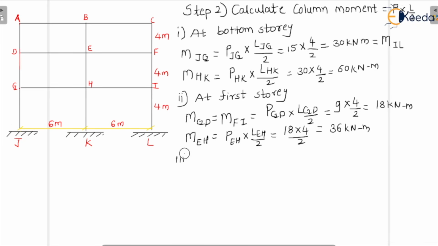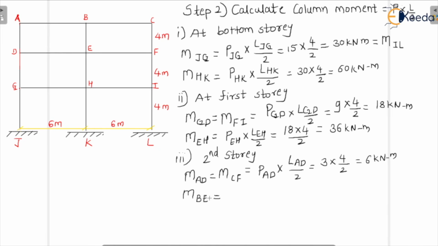Okay, now let's go to the second story. So for second story, now what are the members? AD and CF is there, so same answer, and B will have the other answer. So M of AD is equal to M of CF is equal to P of AD, or I can write P of CF into L of AD by 2. So P of AD is 3, height of column is 4. So M of BE is equal to P of BE into L of BE by 2. So P of BE is 6, again 4 by 2. So here 12 kilonewton meter.